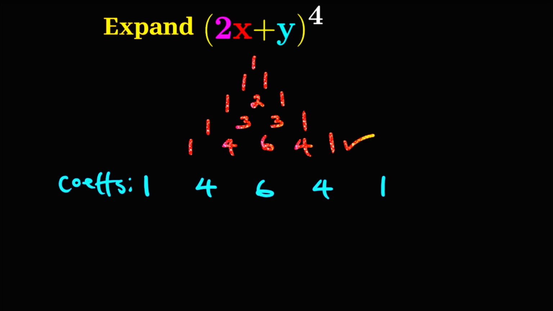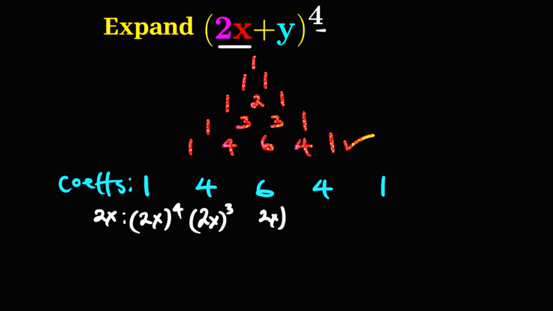The next thing we're going to look at is how the powers of A change across the expansion. A in our case is 2x. The powers of A normally decrease from n to 0. So we're going to have 2x raised to power 4, then 2x raised to power 3, then 2x raised to power 2, then 2x raised to power 1, and then 2x raised to power 0.